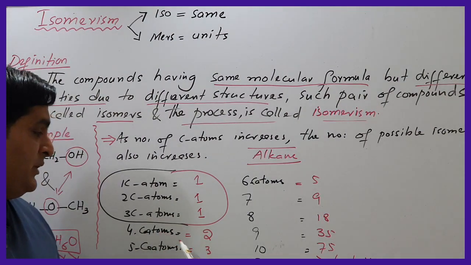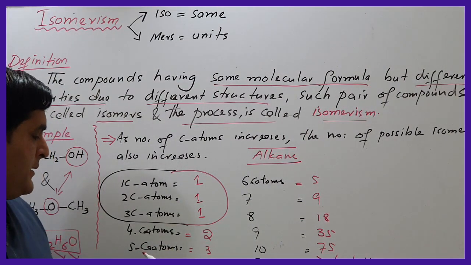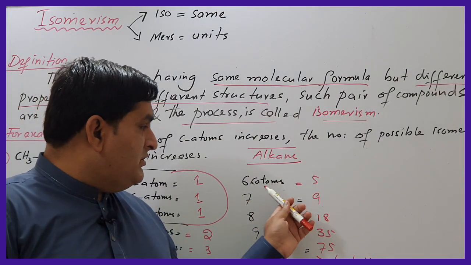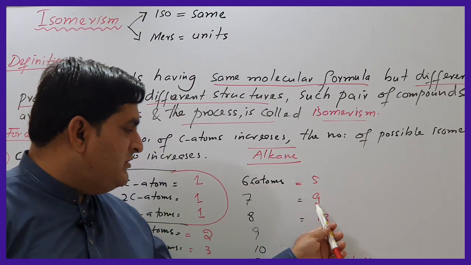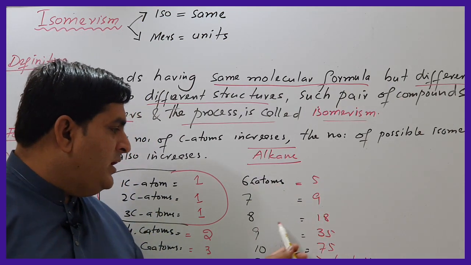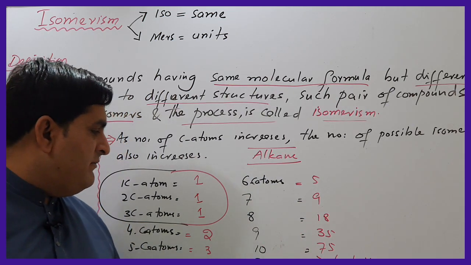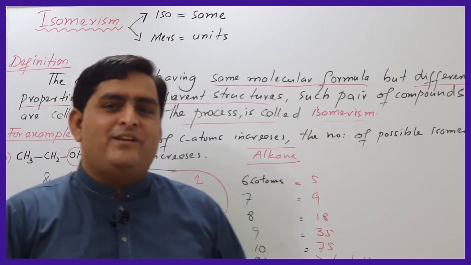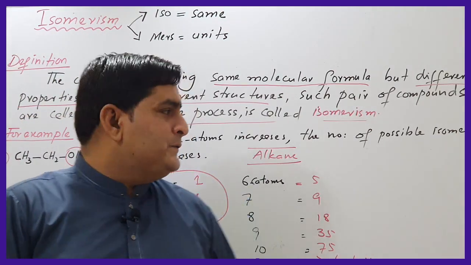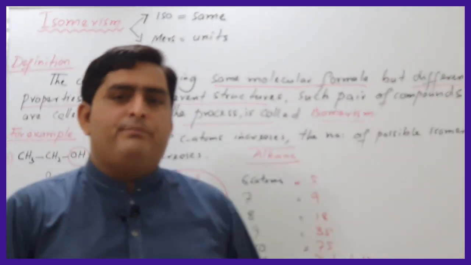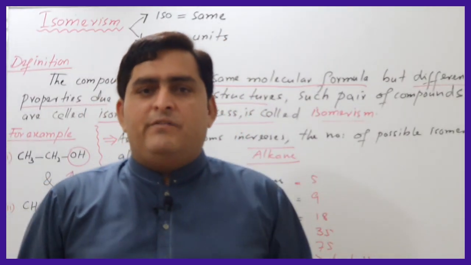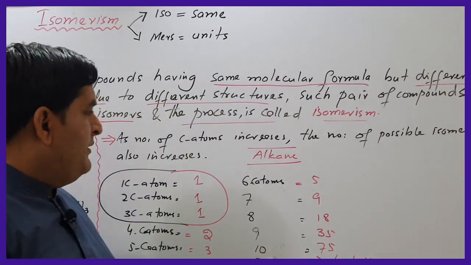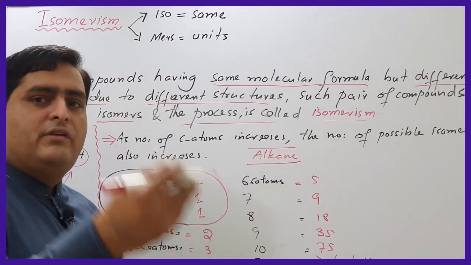For 4 carbon atoms, butane has 2 structural isomers, pentane has 3 chain or skeleton isomers, hexane has 5, heptane has 9, octane has 18, nonane has 35, decane has 75, and if the carbon atoms are 30, the number of isomers increases to 4 billion. So isomers are different compounds with the same molecular formula and a different set of properties. How to find the number of possible isomers of alkanes, we will discuss in the next lecture.